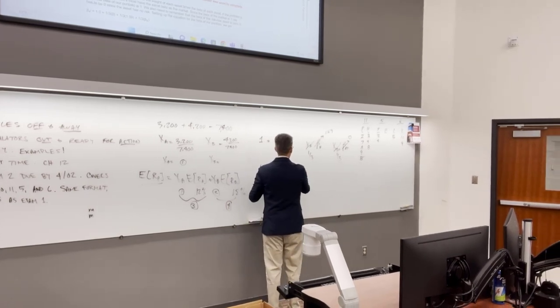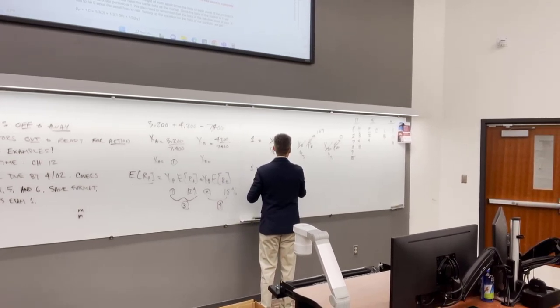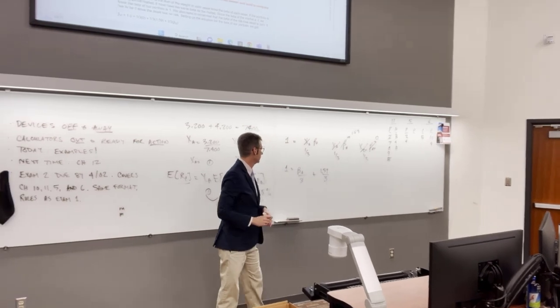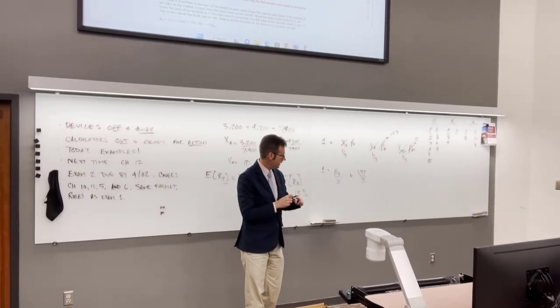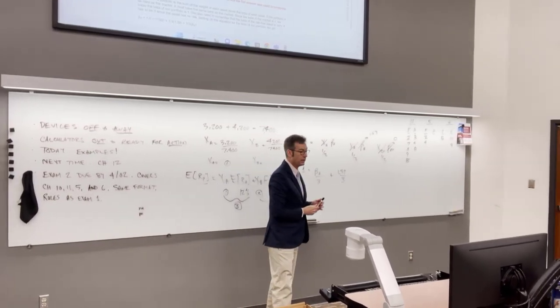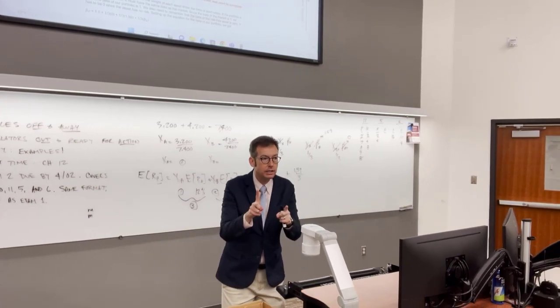plus 1.59 over 3. So now all I've got to do is the math, and we can figure out what beta sub A is. Have I lost anybody yet?